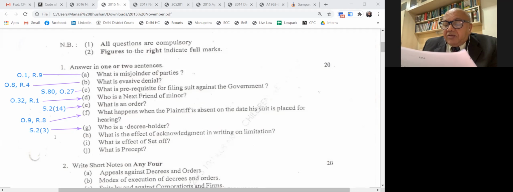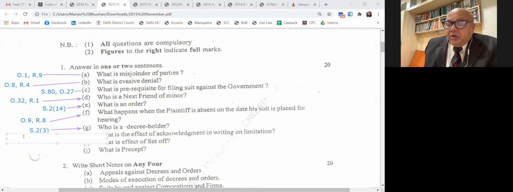What is the effect of acknowledgement? You have read this. Again, acknowledgement, Section 18 has come. Then what is the effect of set off? Set off is dealt with under Order 8 Rule 6.